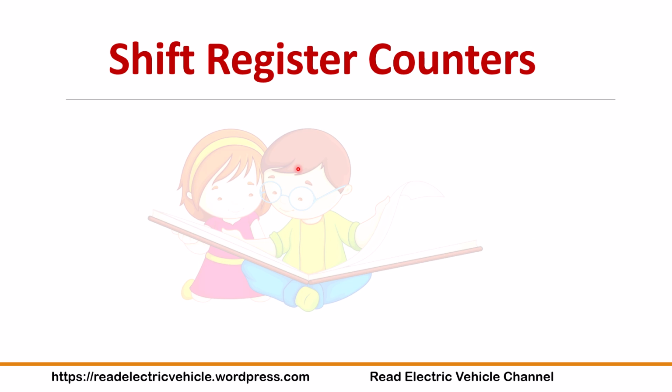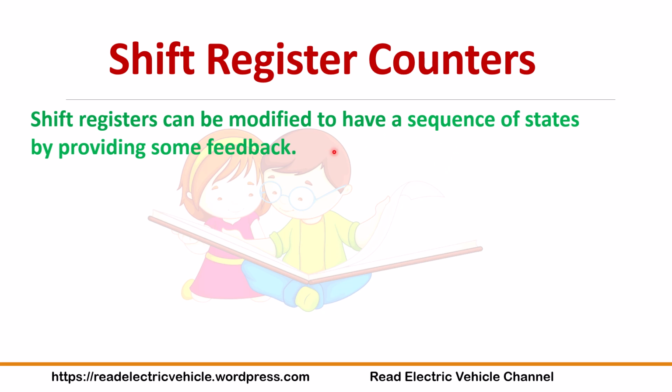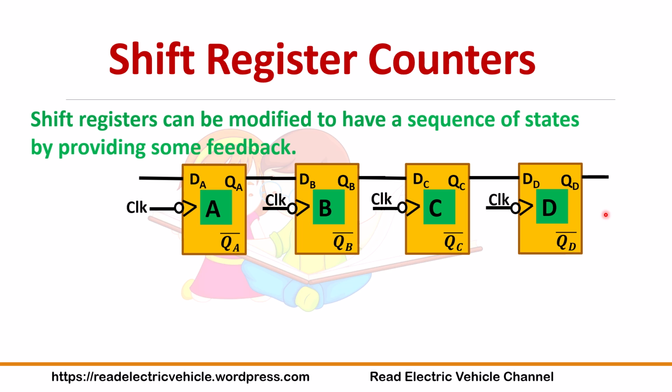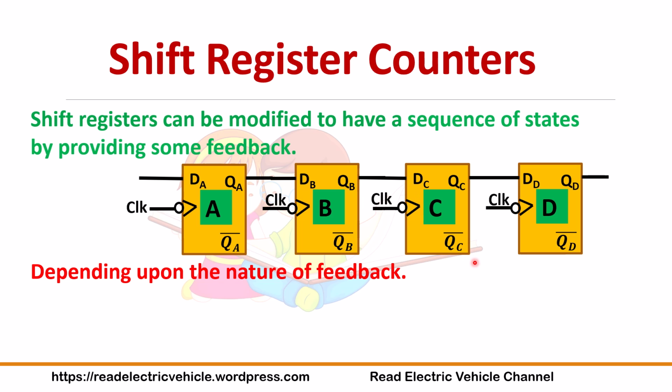Shift registers can be made to work as counters by modifying the circuit. So this is the basic shift register circuit. I can give the feedback from the output of one flip-flop to the first flip-flop, thereby I can change the shift register to work as a counter. Depending upon the nature of feedback I give, either from QD or QD bar, there are two types of counter, ring counter and Johnson counter. In this video, we will be seeing about ring counter and the next video will be about Johnson counter.